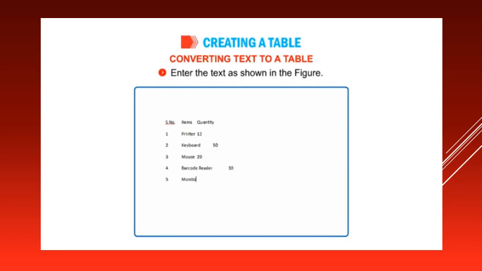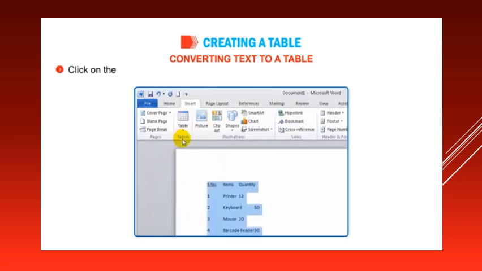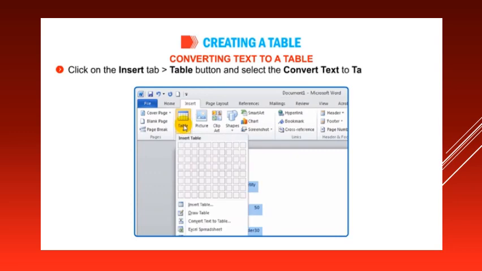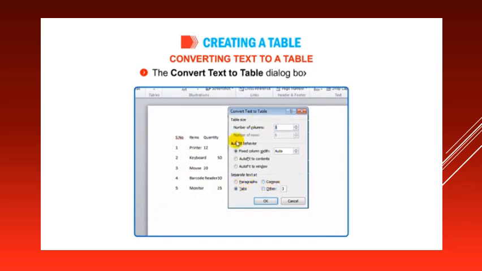Select the text. Click on the Insert tab, then click on the Table button and select the Convert Text to Table option from the drop-down menu. The Convert Text to Table dialog box appears.